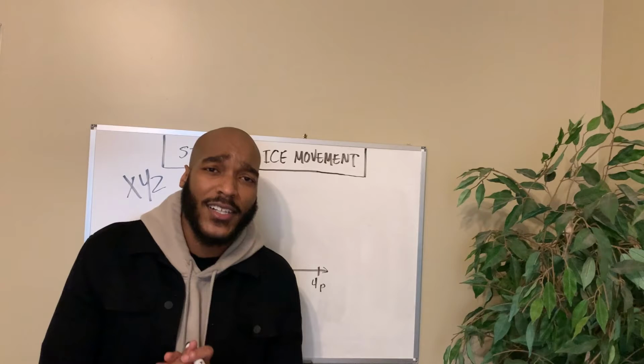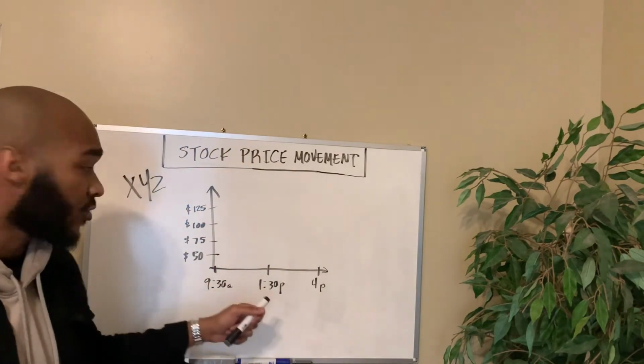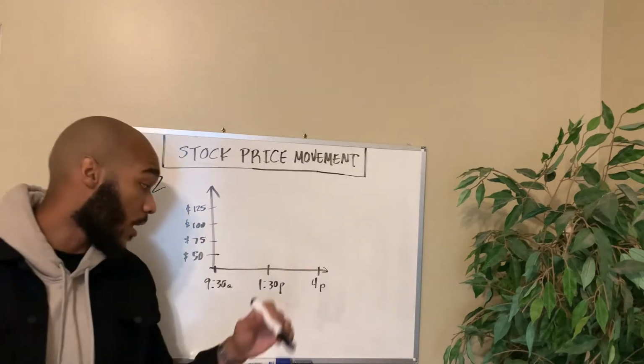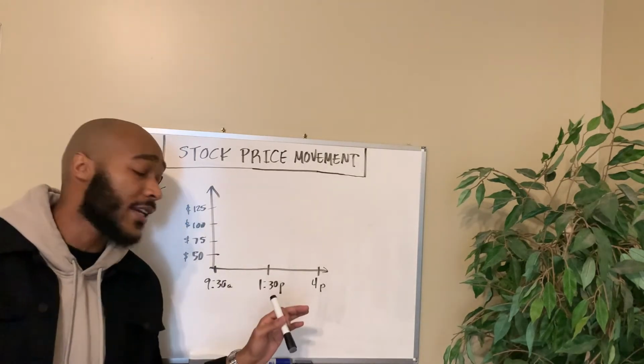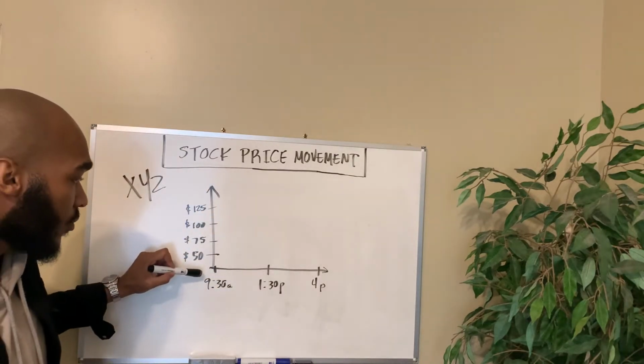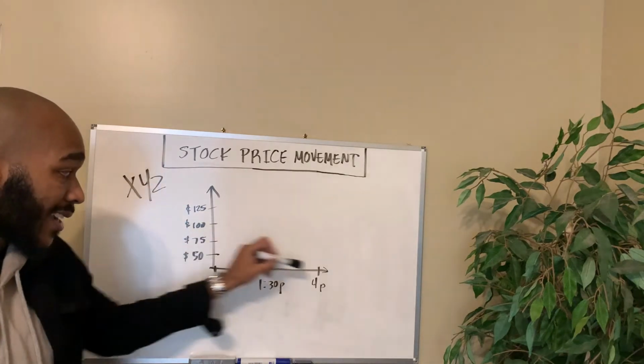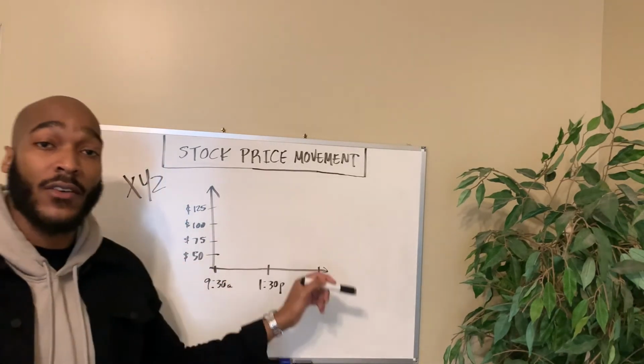Okay, so what I've done is I've drawn out a stock price chart, and we're going to say that this is the stock price chart of XYZ. Now, I'll briefly explain the construct of the stock price chart. This is the y-axis, and on the y-axis you have the prices of the stock. And then on the x-axis, you have the hours of the stock market.